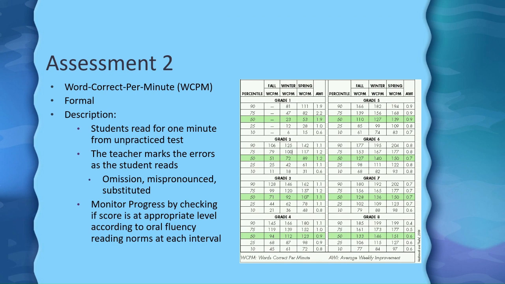So on the right hand, I have the different score levels and what they should be per grade level. And that's how we check their progress, whether they're at an appropriate level according to oral fluency reading norms at each interval.